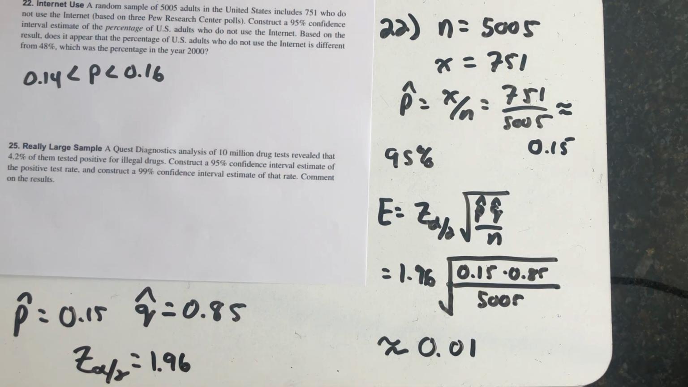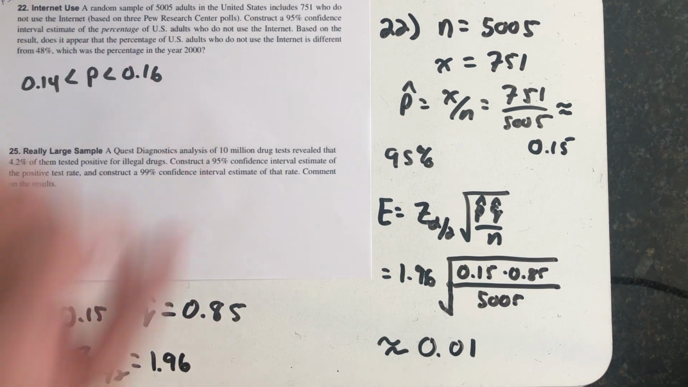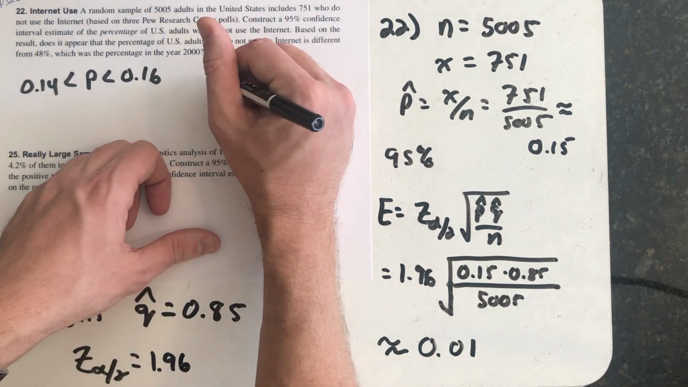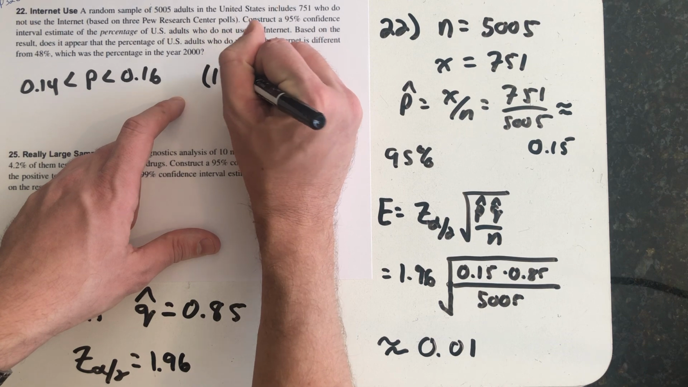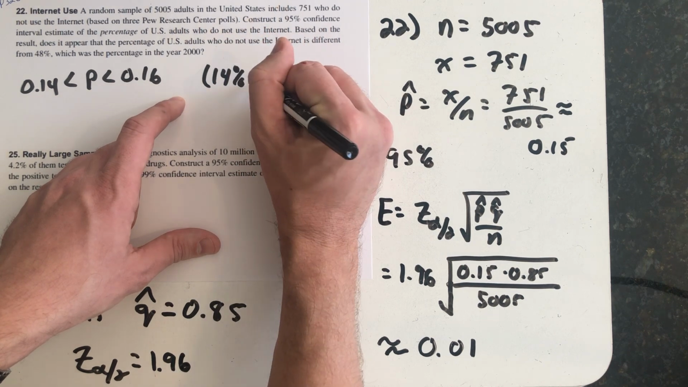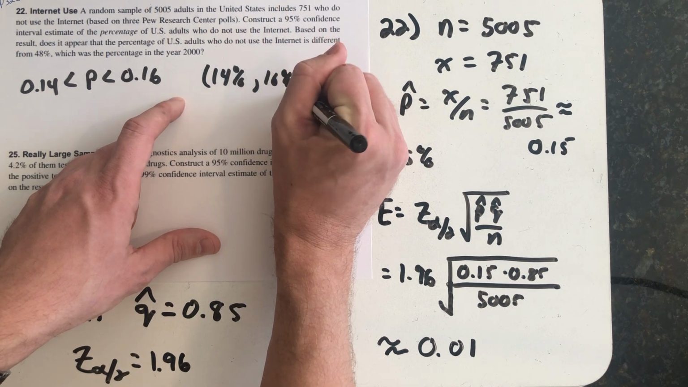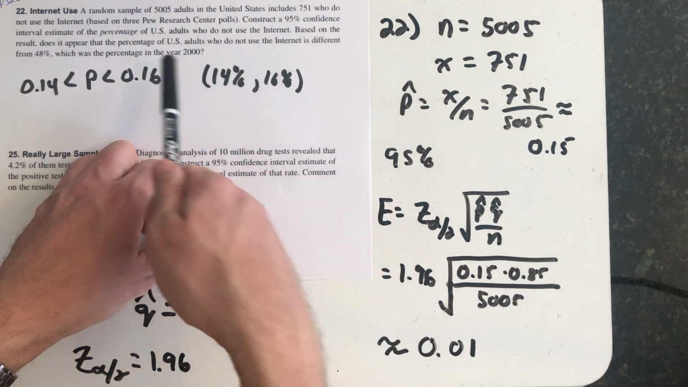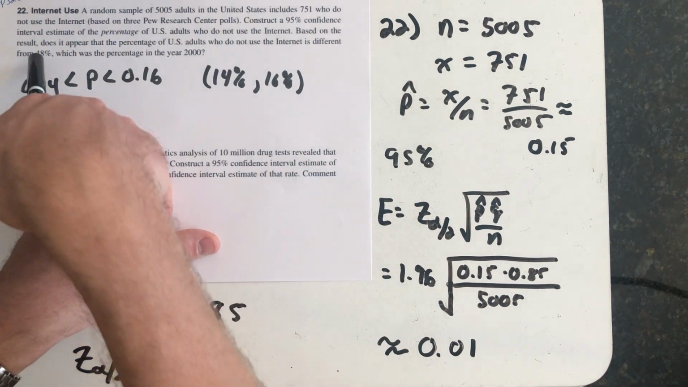So I am 95% certain that the actual population proportion lives between those two proportions. But we were actually asked to leave an interval in terms of the percentage of adults. So that would be between 14% and 16%. And the answer to their question is this appears much, much, much different than what was happening in the year 2000.